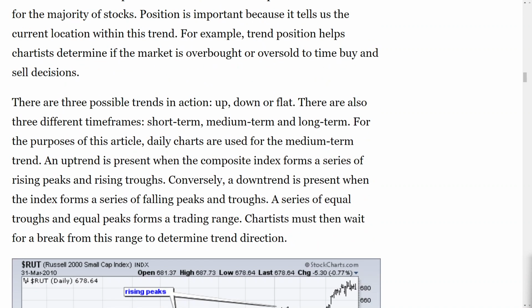For example, trend position helps chartists determine if the market is overbought or oversold to time buy and sell decisions. There are 3 possible trends in action: up, down or flat.